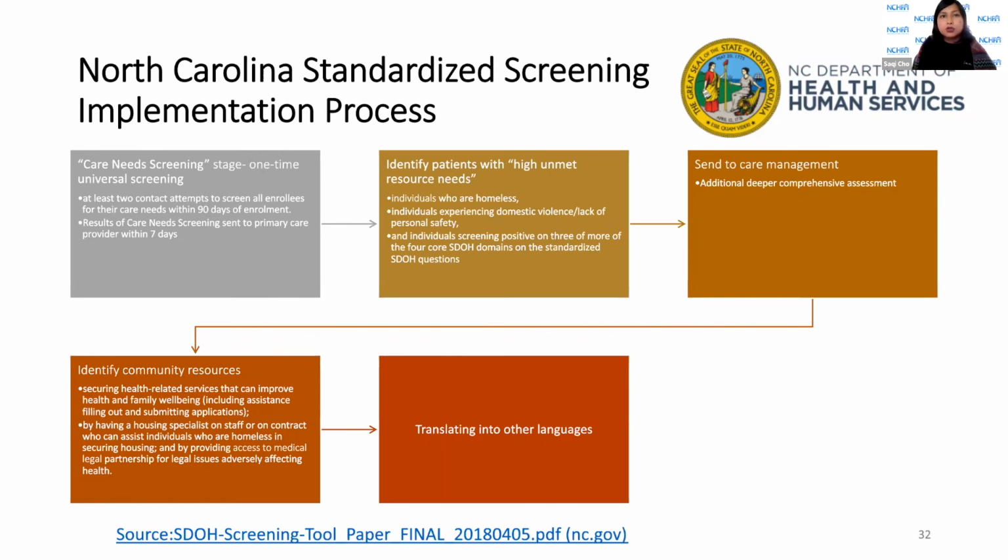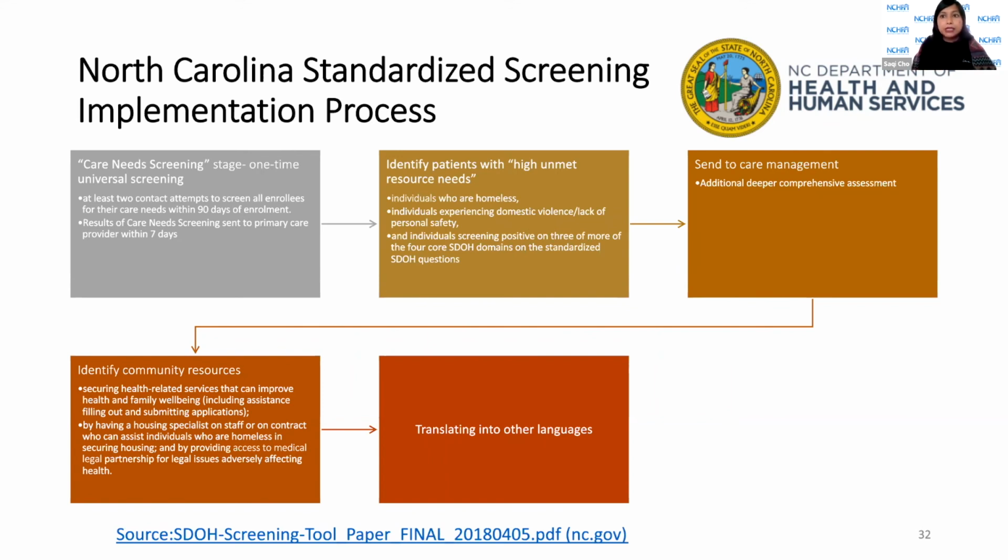Then the results of the screening are sent to a primary care provider within 7 days. Again, which provider and a time period. Then they had a clear definition of what a patient with high unmet resource needs was. For them, it automatically includes individuals that are homeless or experiencing domestic violence, as well as those who report positive on 3 or more of those core SDOH domains. If an individual was deemed as high unmet needs, then they're sent to care management for that deeper assessment.